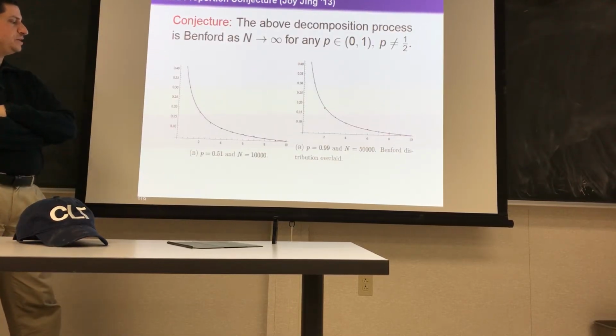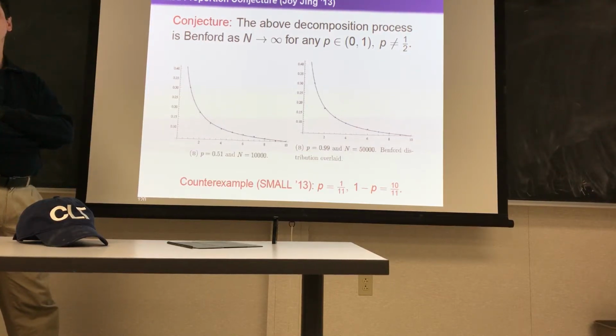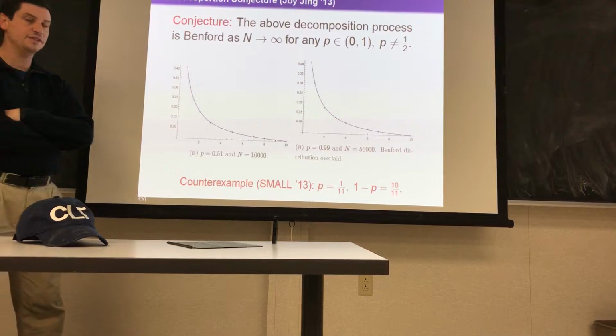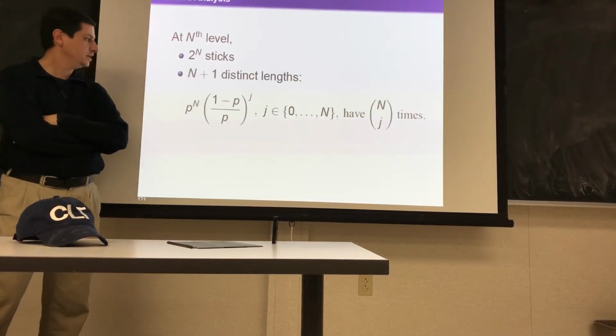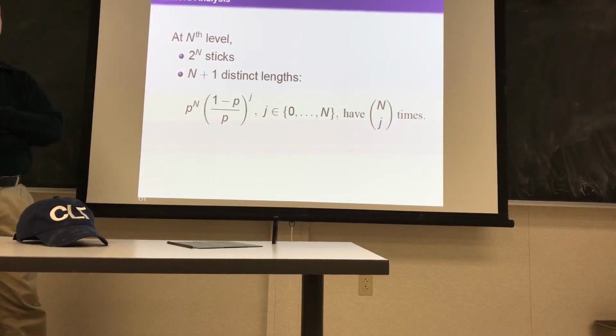So here, for instance, is P equals 0.51, which is pretty close to 1/2. Sorry, very close to Benford. Conjecture turns out to be false. So if you take P equals 1/11, you actually get something that is not Benford. And so here's the reason.